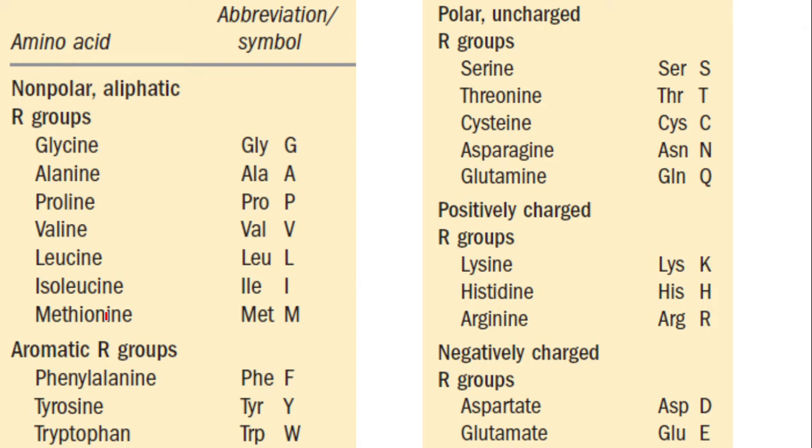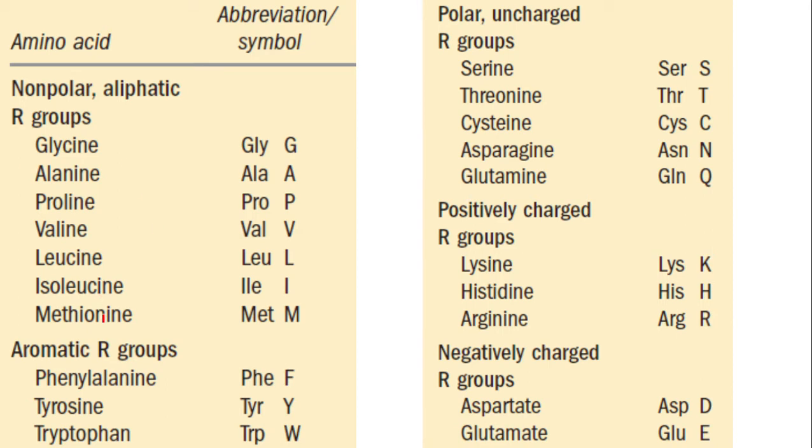And you see, each of these amino acids has a 3-letter abbreviation. For example, glycine is written as GLY, alanine is written as ALA, proline is written as PRO, like that. And apart from this 3-letter abbreviation, there is also a 1-letter abbreviation. You see, G for glycine, A for alanine, P for proline, V for valine, like that. So, non-polar aliphatic R groups, a few of the amino acids.